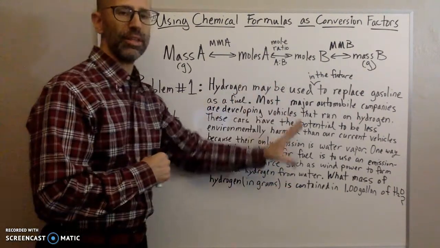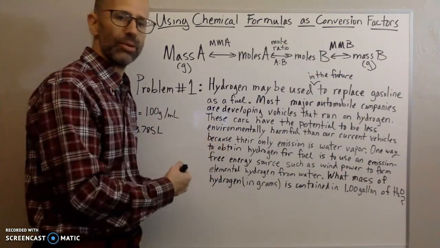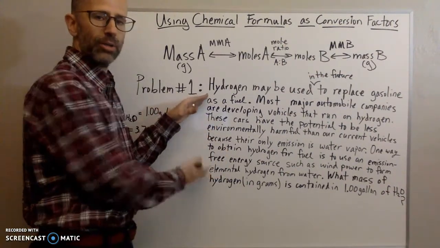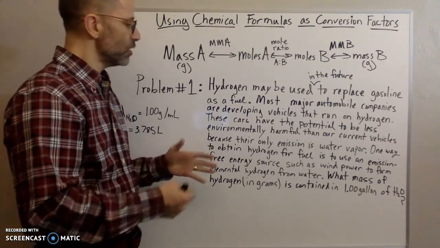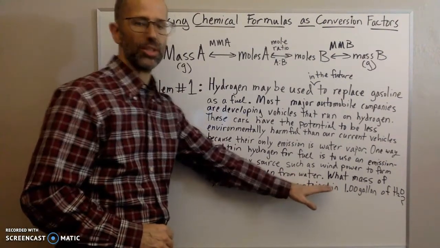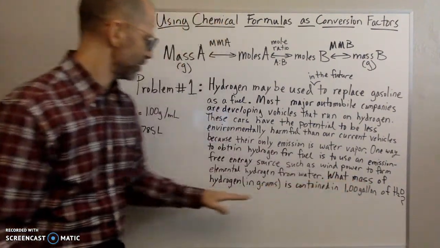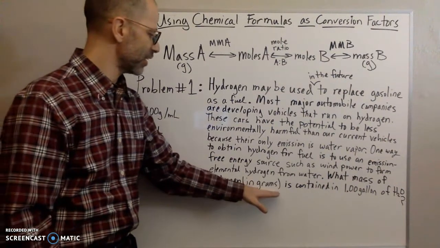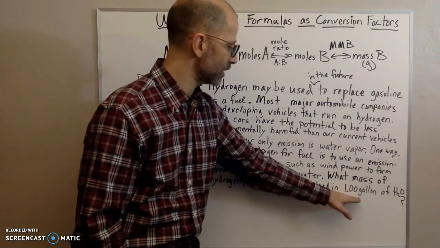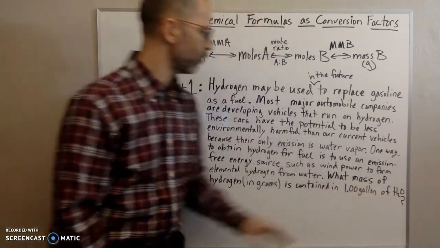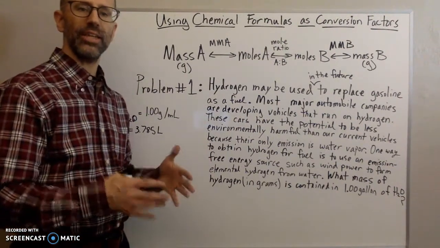A lot of this will freak you out at first, but what you're going to do is read it to pull out the information. And so far, in the very first part, there was really no information for us to solve a problem, until we get to the last part, which is the question. So the question here is: what mass of hydrogen in grams is contained in 1.00 gallons of water?